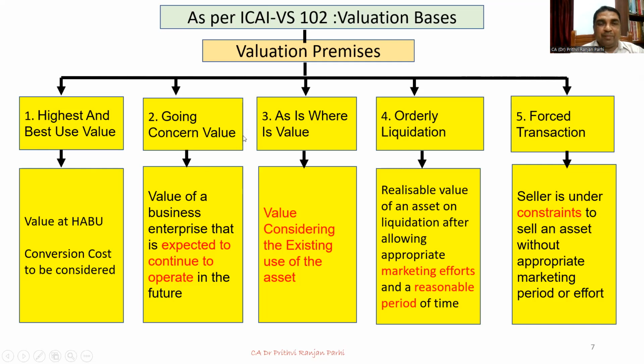Under the going concern value premise, the value of a business is determined assuming that the business is expected to continue to operate in future. So the business is a going concern. On that premise, value is determined. And under as is where is value, this is a type of value considering the existing use of the asset. Existing use may not be its best use, may not be the highest use, but considering that use, value is determined. The next type of premise is orderly liquidation value.